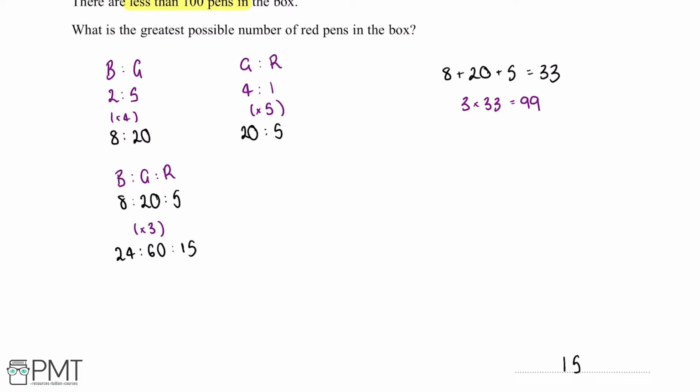Now this question's worth 3 marks. We'll get our first mark for putting the two ratios in a form so that we are able to combine them. We'll get our second mark for combining the ratios, and our third mark for the correct answer.